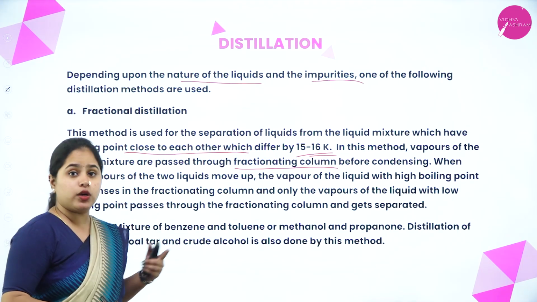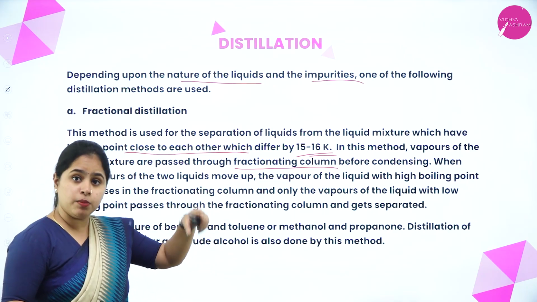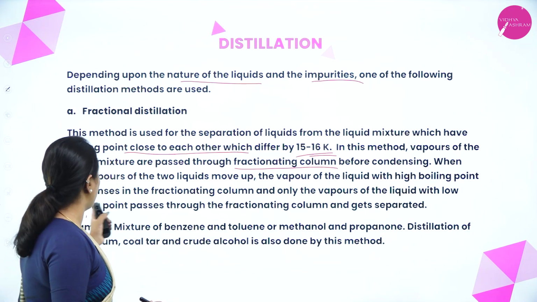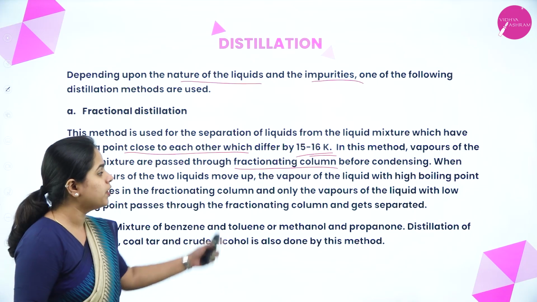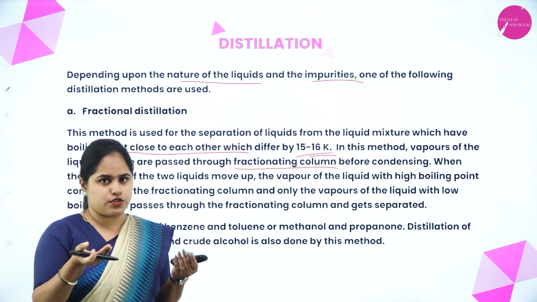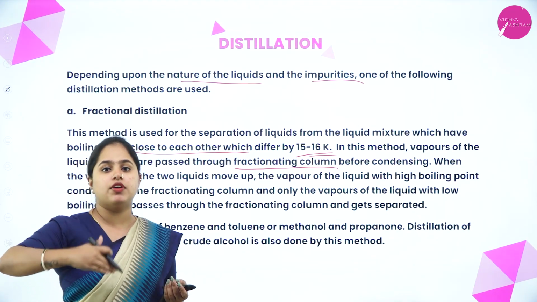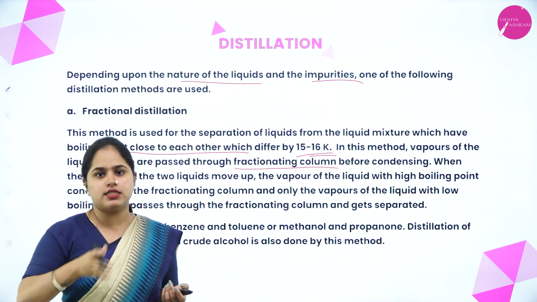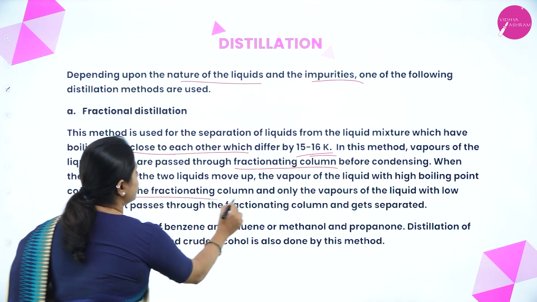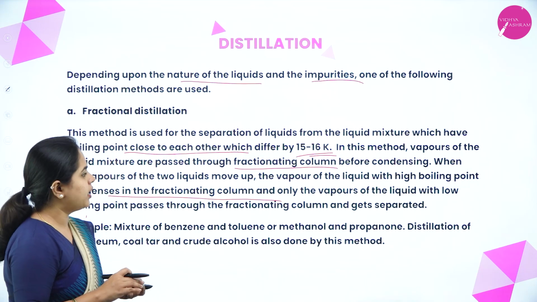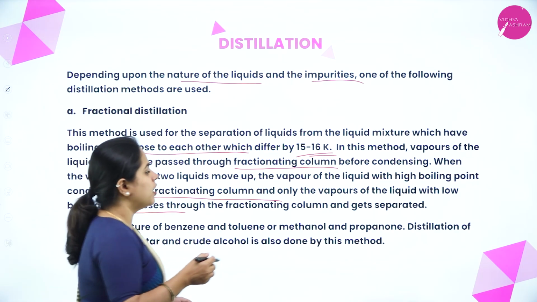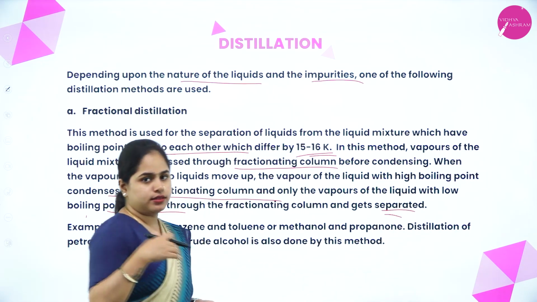So when the vapors of the two liquids move up, the vapor of the liquid with high boiling point condenses in the fractionating column, and only the vapors of the liquid with low boiling point pass through the fractionating column and get separated. As I said, there are two liquids present which have very close boiling points, and whichever has the higher boiling point won't reach the condenser. It will remain in the fractionating column and condense there, right? Only the liquid with the low boiling point will pass through the fractionating column and finally condense and form the liquid, right?